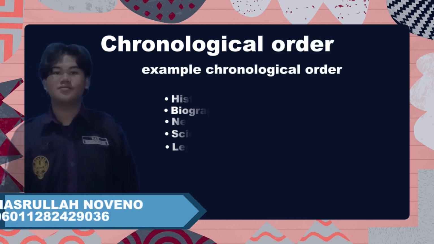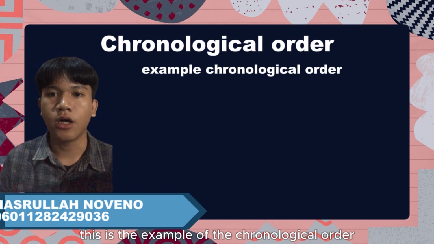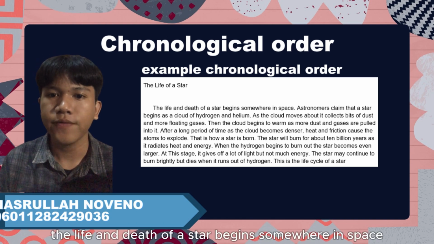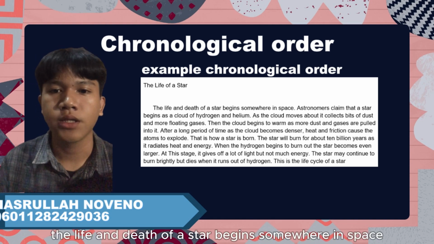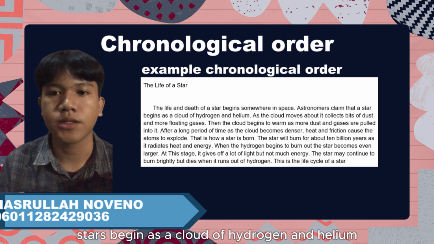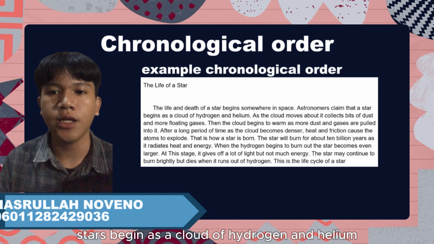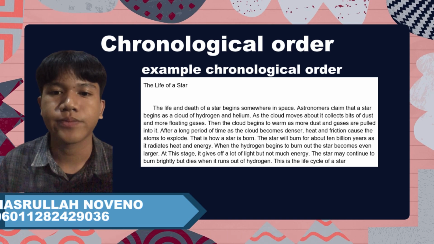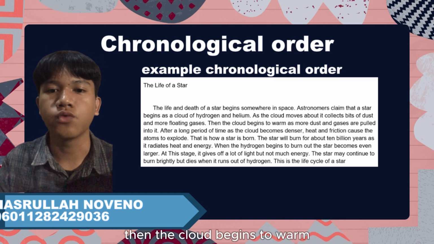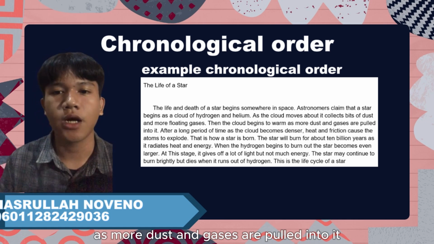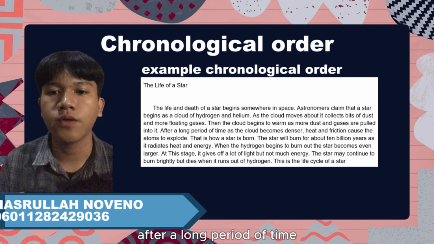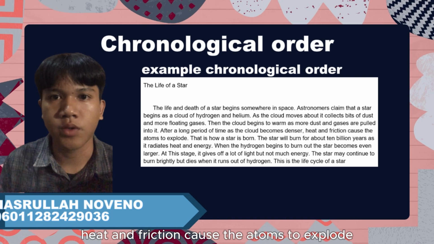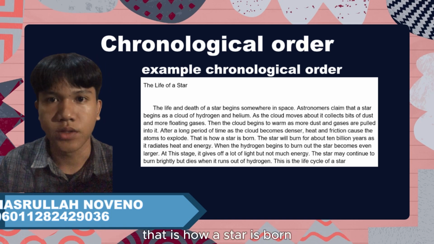Thank you for listening. This is an example of a chronological order paragraph. The life of a star. The life and death of a star begins somewhere in space. Astronomers claim that a star begins as a cloud of hydrogen and helium. As the cloud moves about, it collects bits of dust and more floating gases. Then the cloud begins to warm as more dust and gases are pulled into it. After a long period of time, as the cloud becomes denser, heat and friction cause the atoms to explode. That is how a star is born.